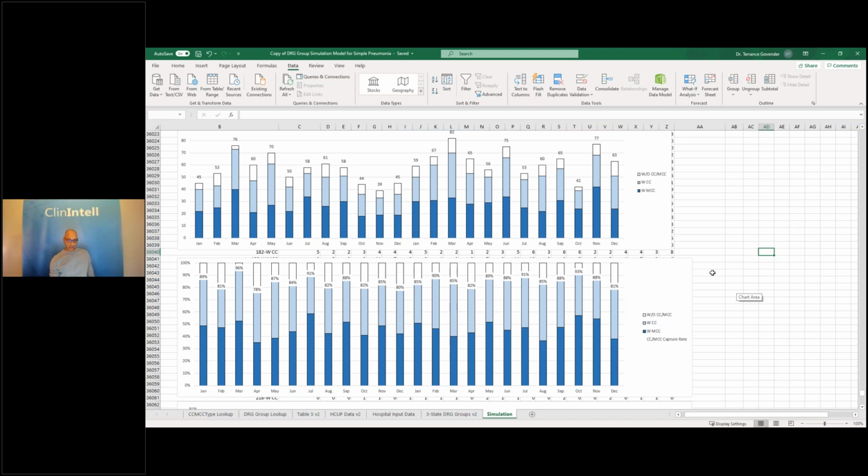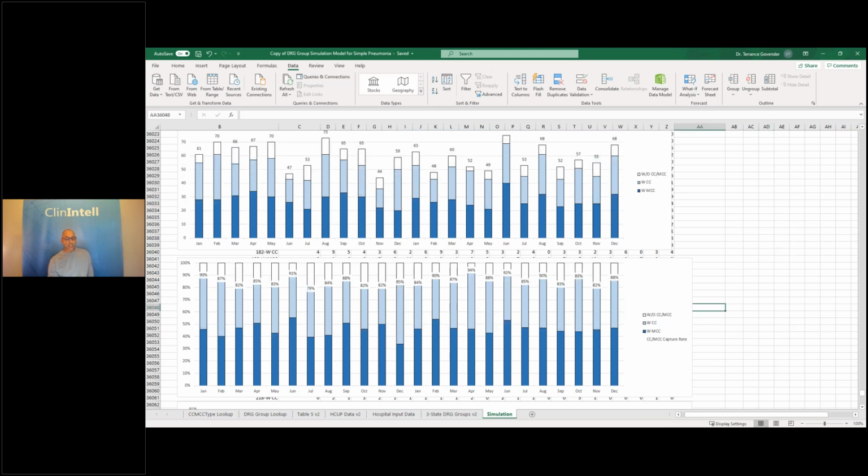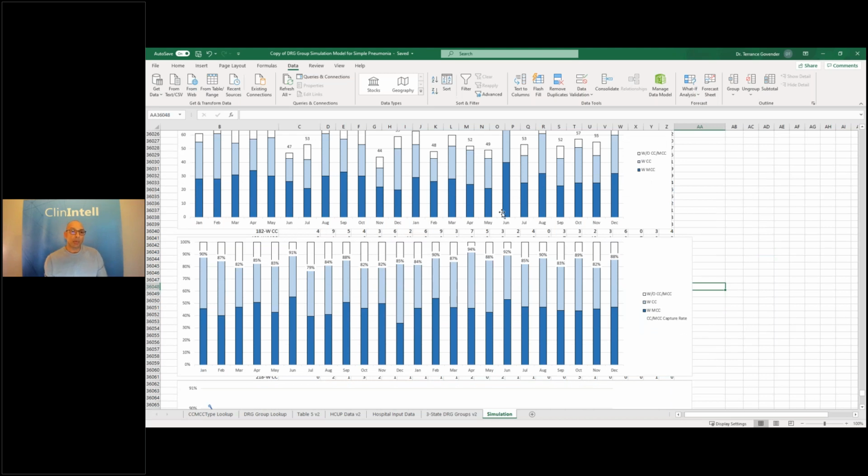Let's do an F9 again because we can. So calculate down here. There's a lot of data behind this spreadsheet. And okay, it's going to roll the dice again. It's going to give you different volumes, but guess what? The exact same result with regards to average capture rate and number of discharges.